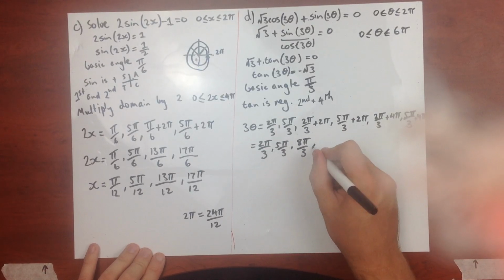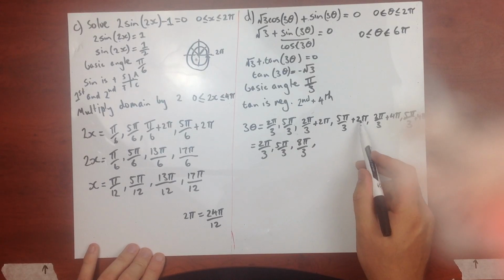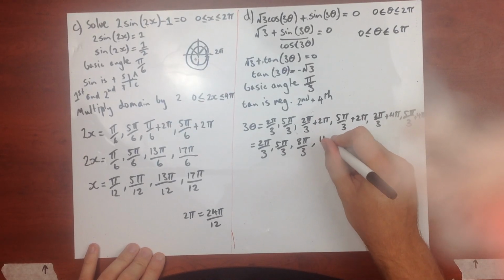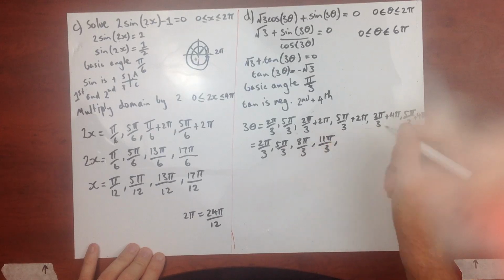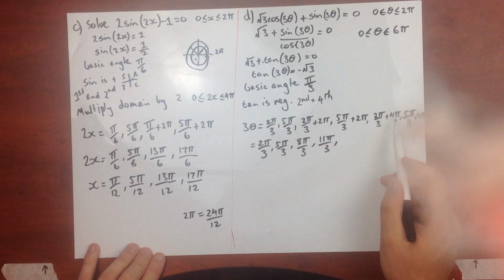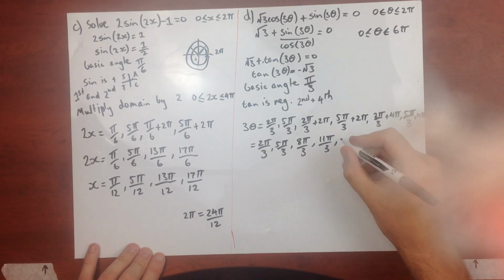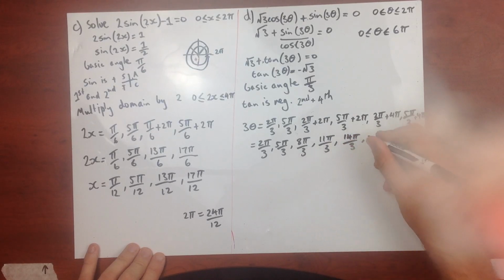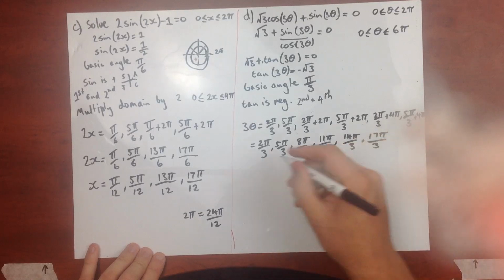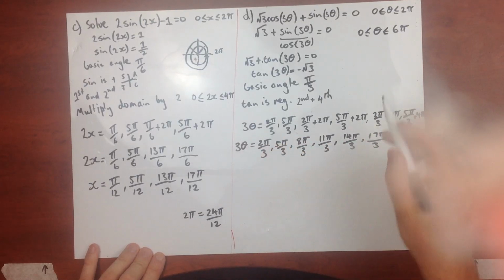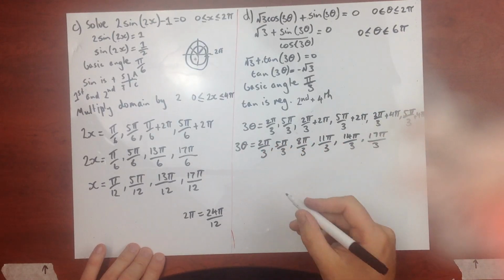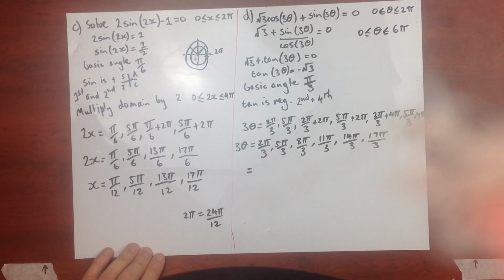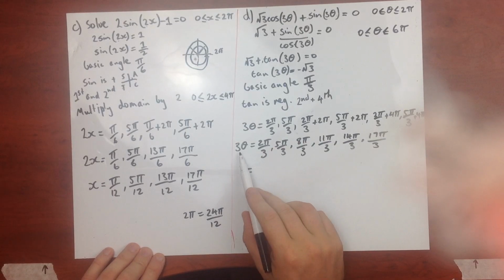And then again that's like 6 pi, so that's going to make it 11 pi on 3. Now again we can keep working this up, so I'll just keep adding on, so it will be 14 pi on 3, and then 17 pi on 3. Of course this is 3 theta, so well and truly outside our 0 to 2 pi range. So again we've got to divide by 3 now.